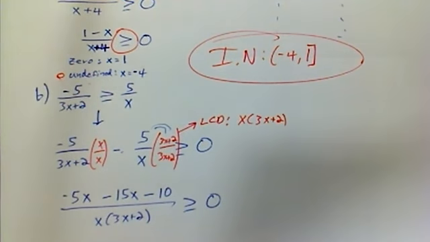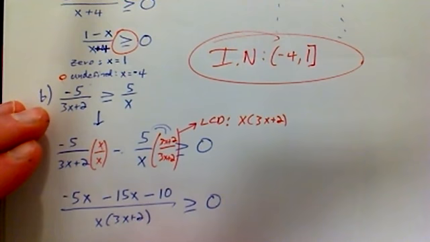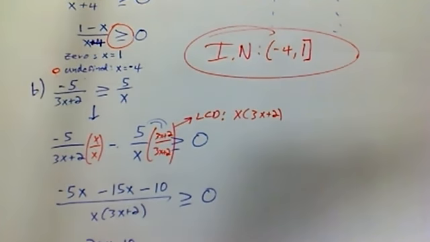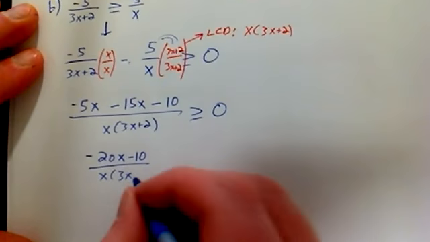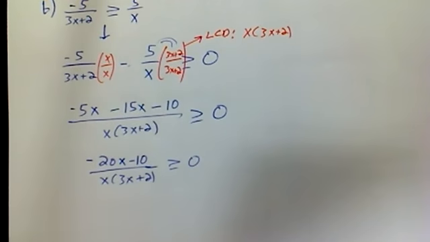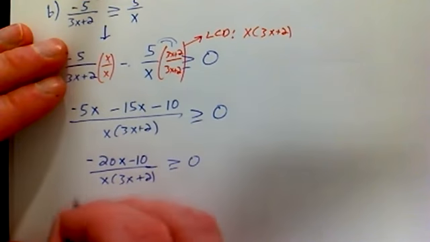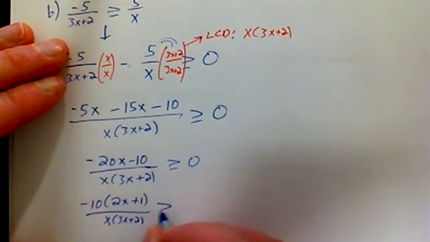Okay, so far, so good. What that's going to simplify to is negative 20x minus 10 over x times 3x plus 2. That's greater than or equal to 0. And usually it makes things easiest if we factor out what we can. So I'll go ahead and factor out a negative 10. And then I'm going to get 2x plus 1, x times 3x plus 2, greater than or equal to 0.